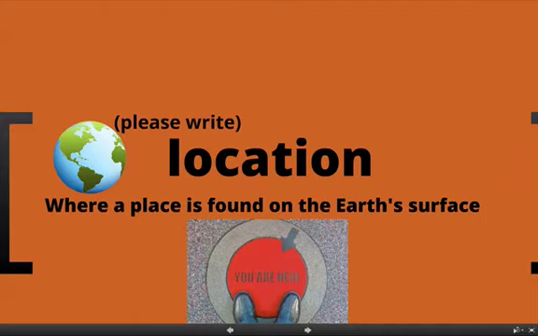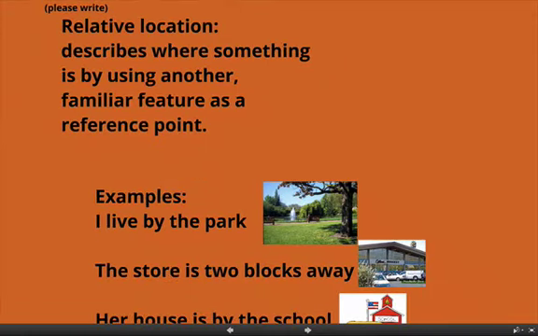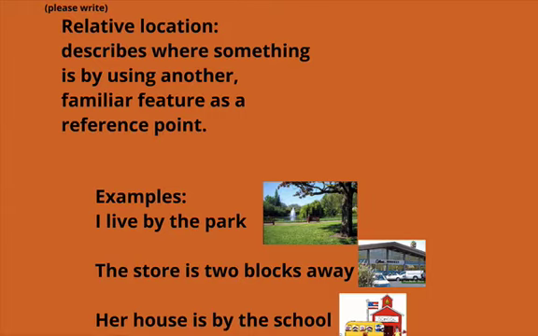But we as geographers are interested in the different ways that you can explain location. And there are 2 specific types of location that we study. So you're going to need to know the definition of both of these, as well as be able to give examples. The first type of location is called relative location. So please write this down, including the examples.